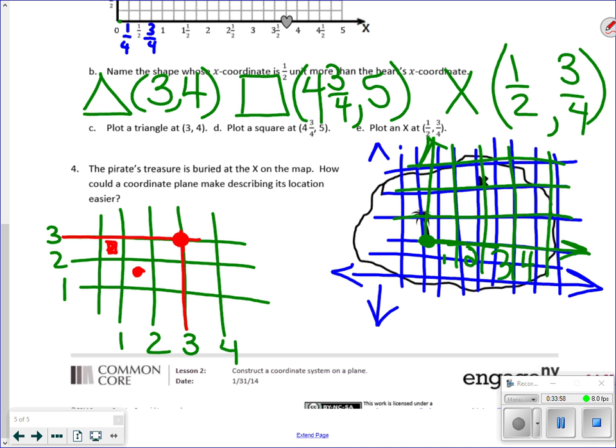I don't know where it is here. I have no idea. I don't know if this is 0, 2. I don't know if this is 0, 3. I don't know if this is 1, 2. I don't know if this is 1, 3. I don't know where this is.